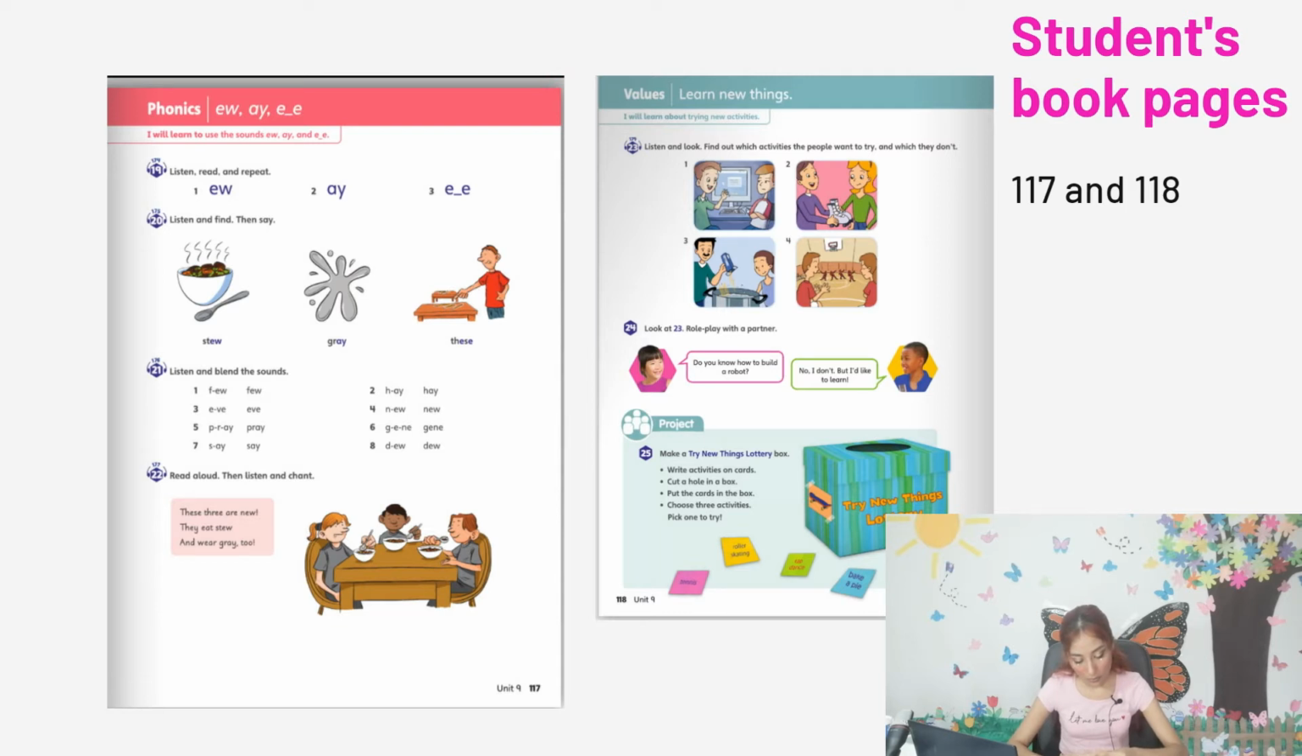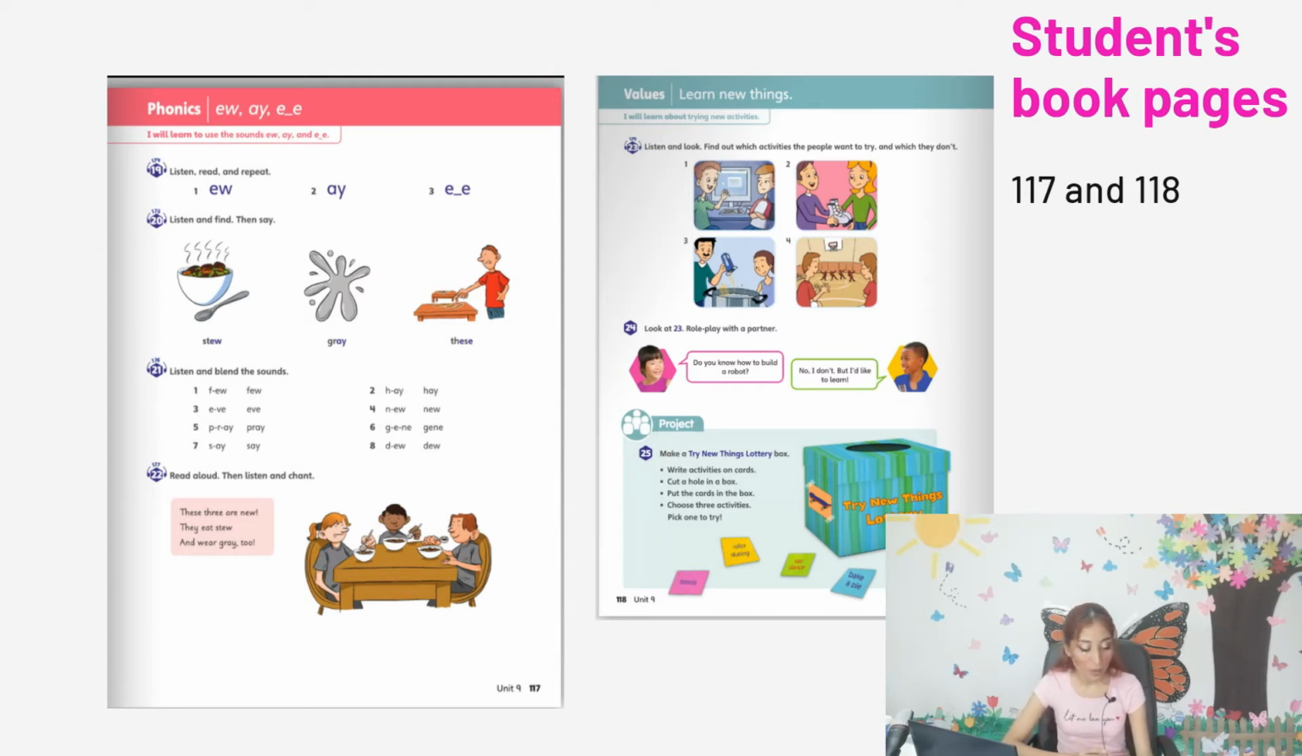3. Eve. Eve. 4. N. Ooh. New. 5. R. A. Pray. 6. J. E. N. Jean. 7. S. A. Say. 8. D. D. Ooh. Do.